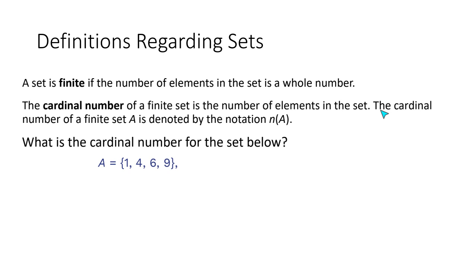The symbol for cardinal number, or to get the cardinal number, is an n with the parentheses A. So if you see this symbol, it's just asking how many elements does it have? Okay, so how many?